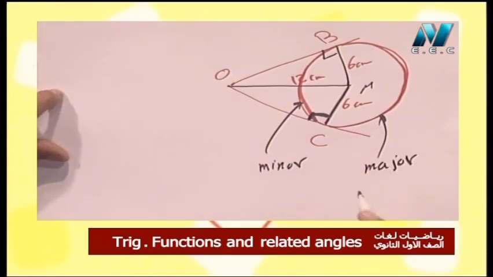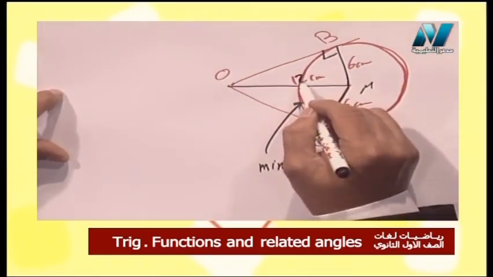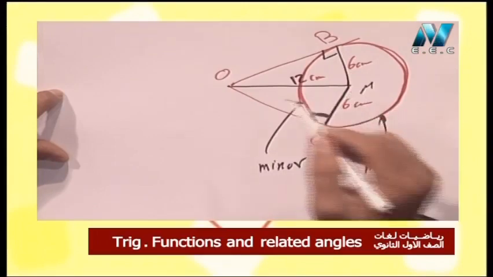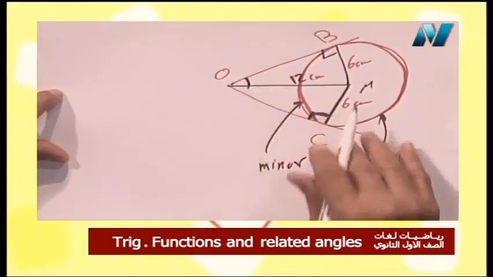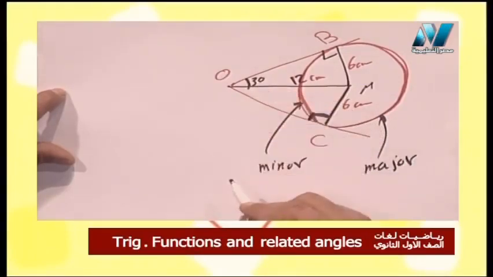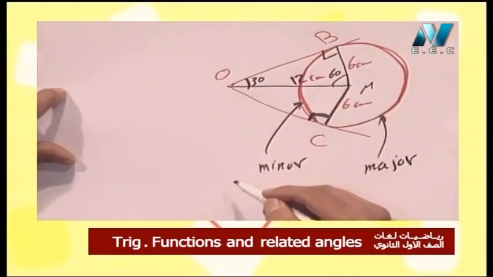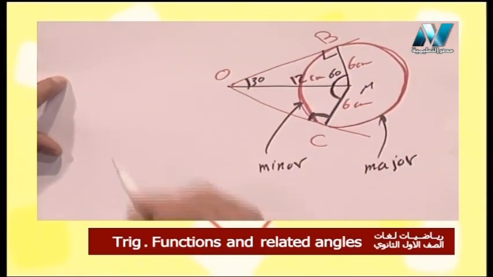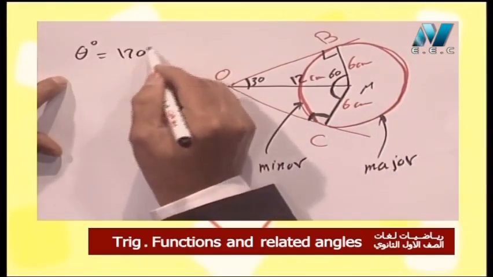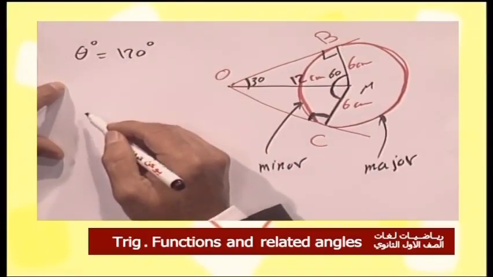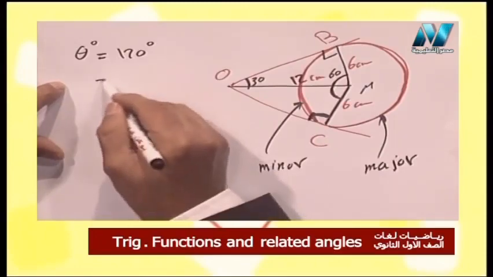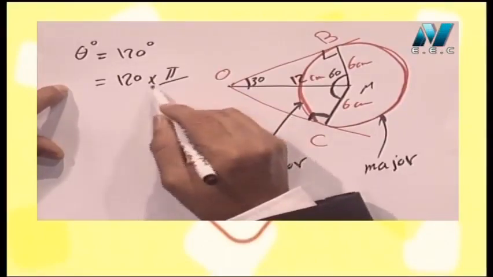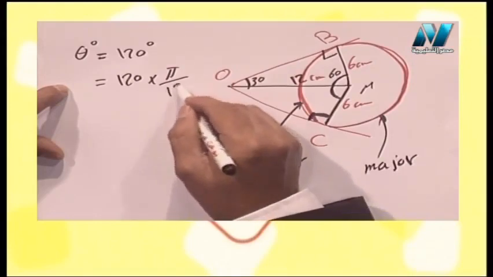So we have noticed that we have here 12 centimeters for OM and 6 centimeters for BM. So what is this angle? Yes, excellent pupils say that this angle equals 30. So this angle equals 60 here. So the whole angle here will be 120. So theta degrees equals 120 degrees. We must convert it to rad. So multiply 120 by pi over 180.